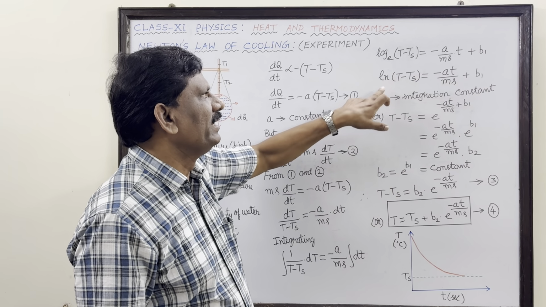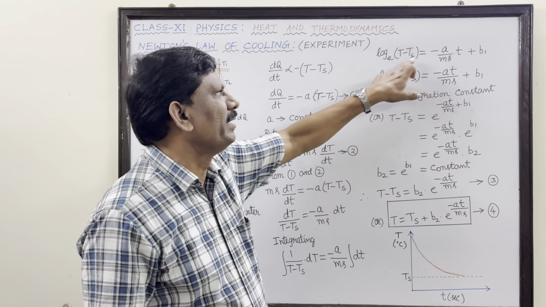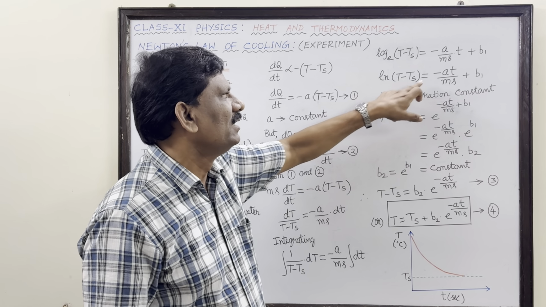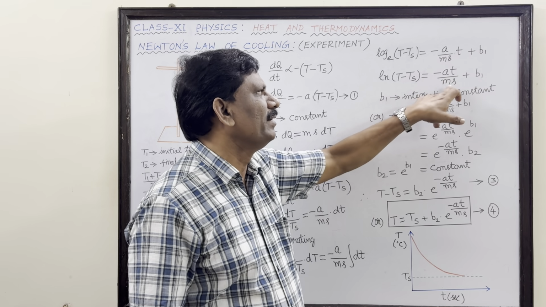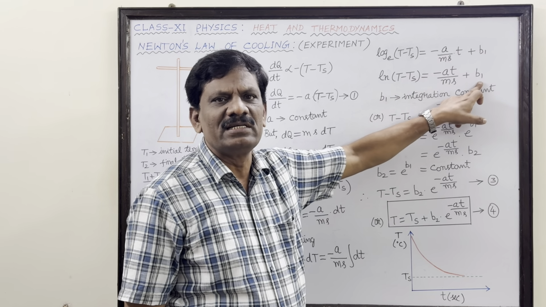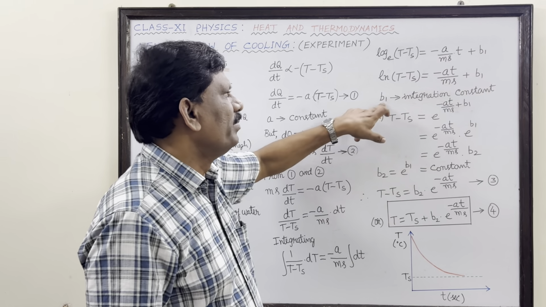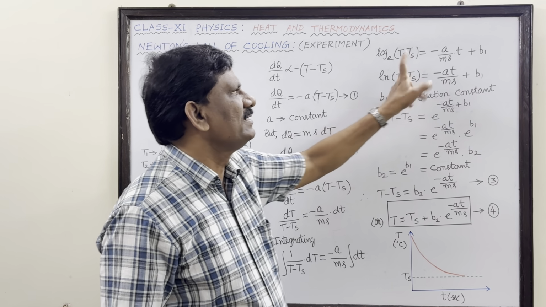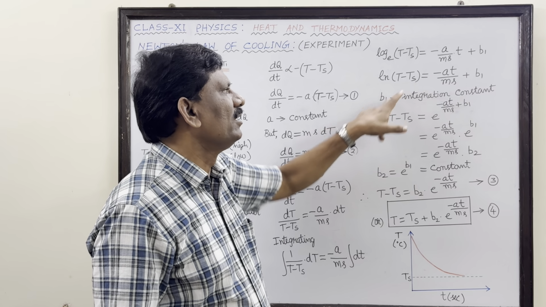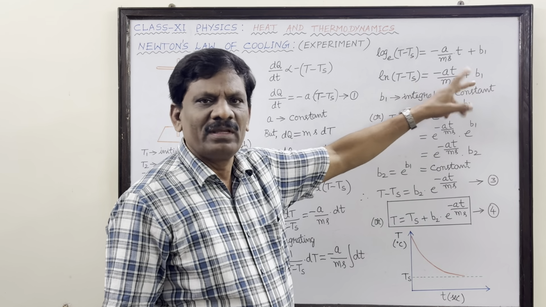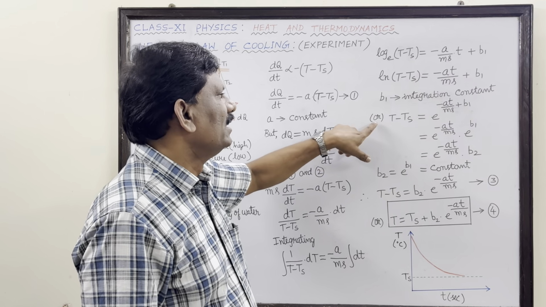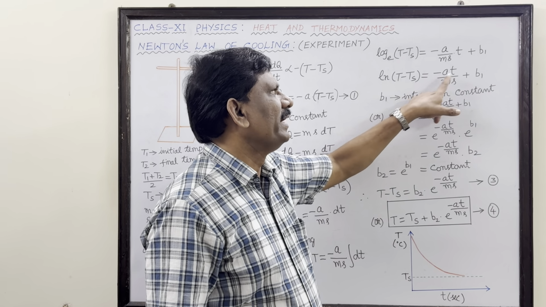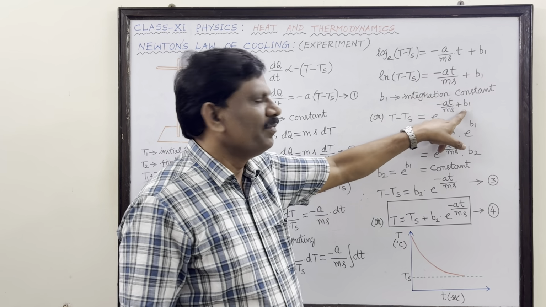So the same can be rewritten as ln of T minus Ts. Ln means natural log of T minus Ts equal to minus At by ms plus integration constant b1. So b1 is the integration constant. Now ln of x is equal to y means then x is equal to e power y. There is a conversion formula in mathematics. So T minus Ts is equal to e raised to the power minus At by ms plus b1.